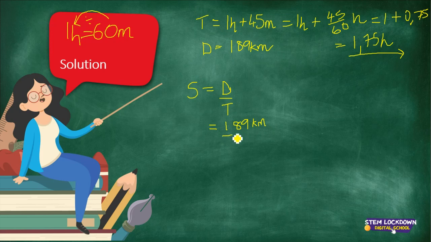And what is my time? My time in hours is 1.75 hours, right? Okay, 189 divided by 1.75. Use your calculator as well. 189 divided by 1.75, right? So my answer in this case is 108 kilometers.